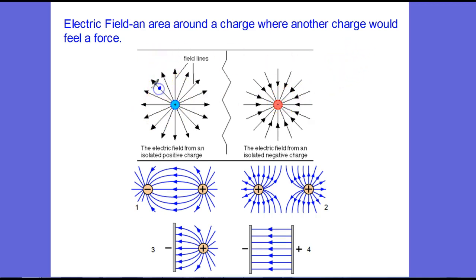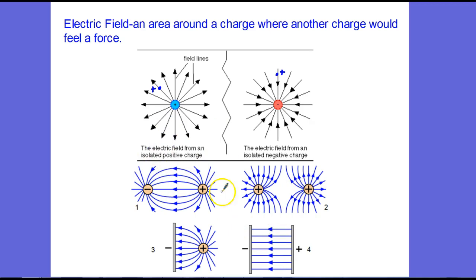And if I put a little positive charge right here, it would be pushed away from that blue positive charge. If I put a little positive charge right here, it would be pulled towards that negative charge. So the definition of the direction is the direction that a positive charge would be moved.